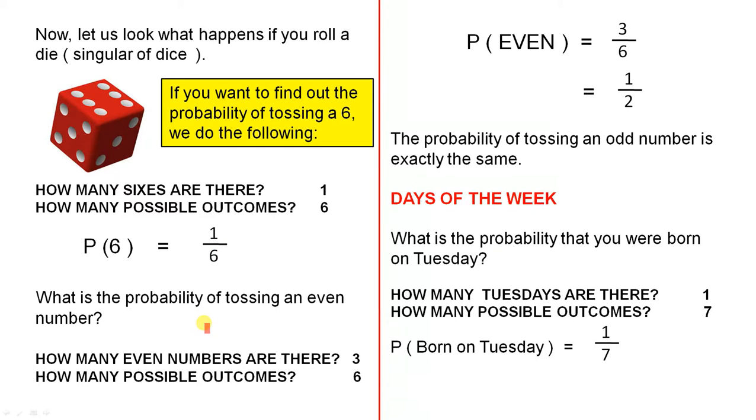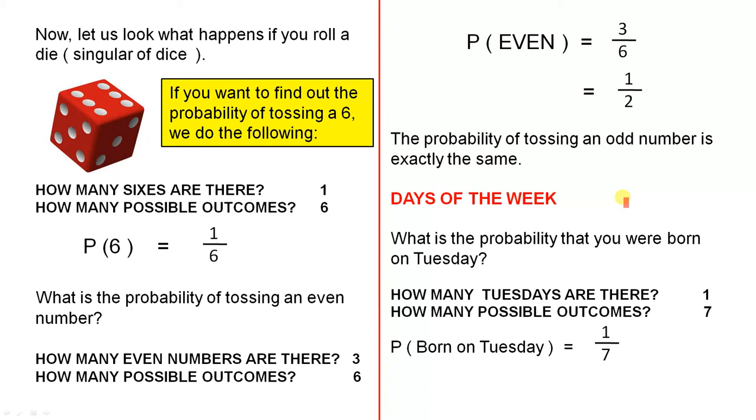What is the probability of tossing an even number? That's when we toss a die. How many even numbers are there? 3. And you know that they are 2, 4, 6. How many possible outcomes? That is the total numbers. There are 6 of them. So the probability of tossing an even is 3 over 6. So 3 out of 6 is a half, because 3 is half of 6. The probability of tossing an odd number is exactly the same.